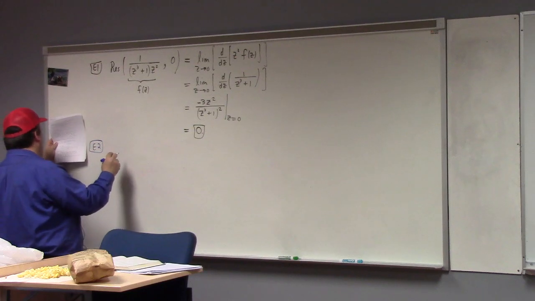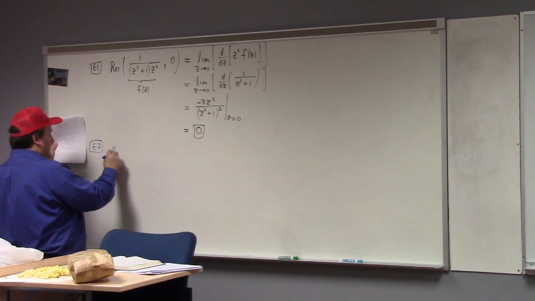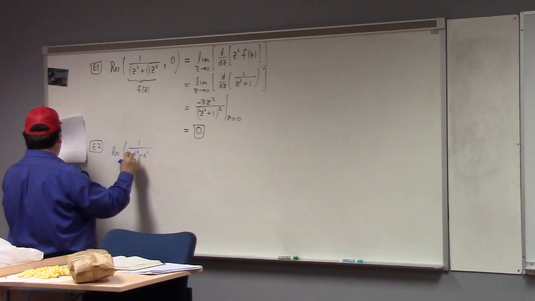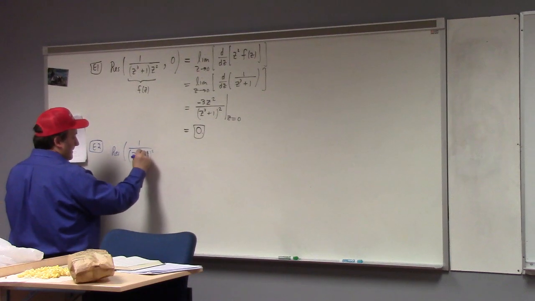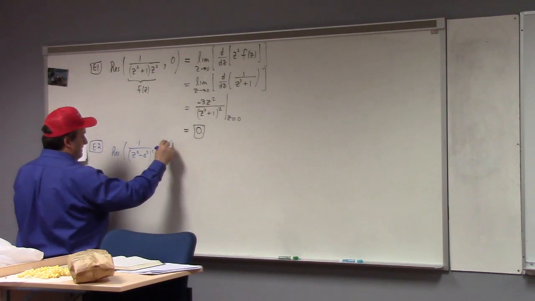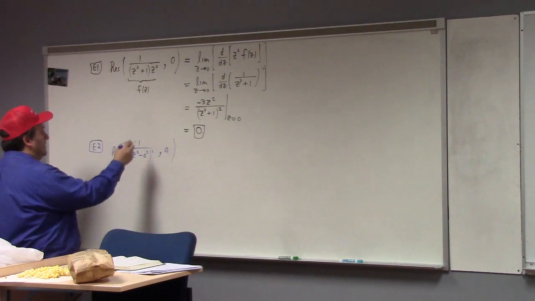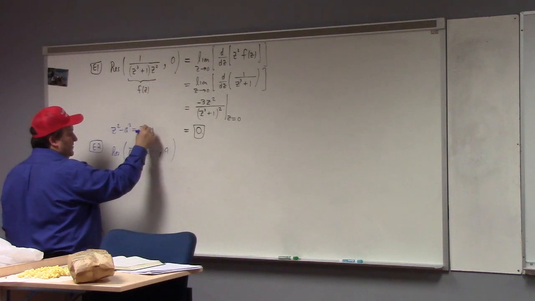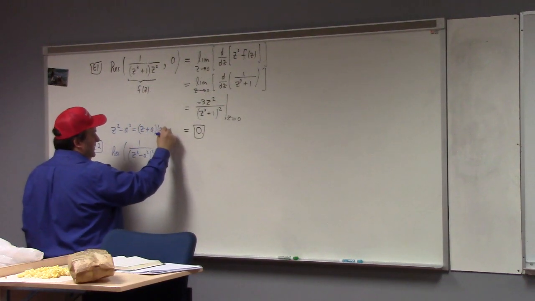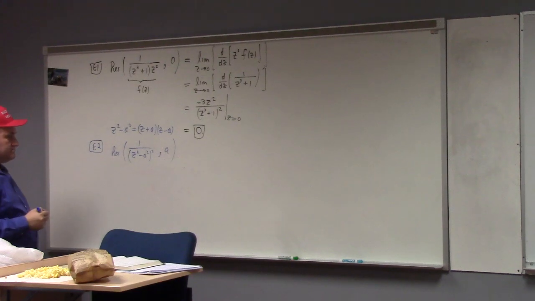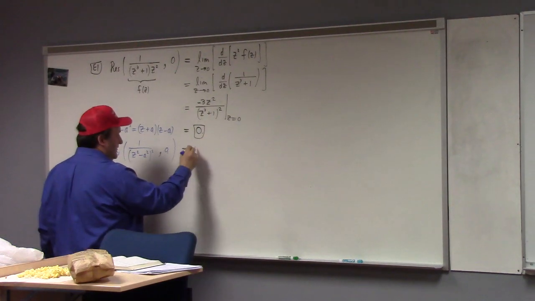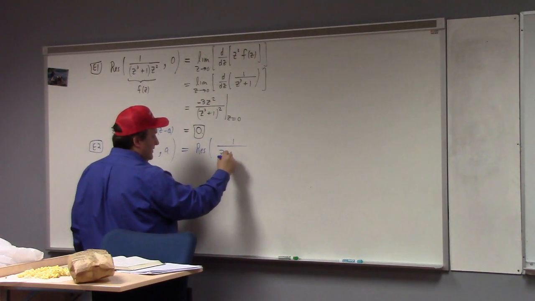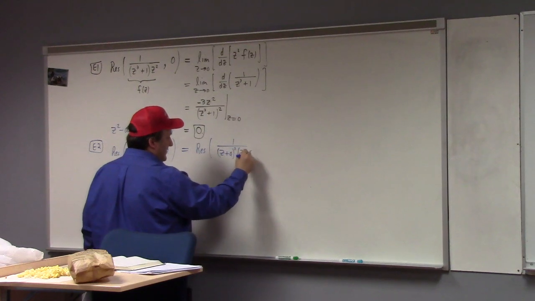Let's see here. Here's another one. The residue of 1 over z squared minus a squared, squared, at a. So again, mission critical here is to notice that z squared minus a squared is z plus a times z minus a, right? So let me just write that out. What we're really looking at is the residue of 1 over z plus a squared times z minus a squared, right?